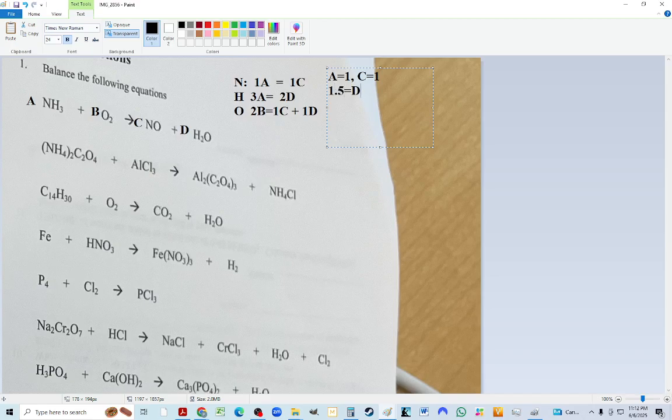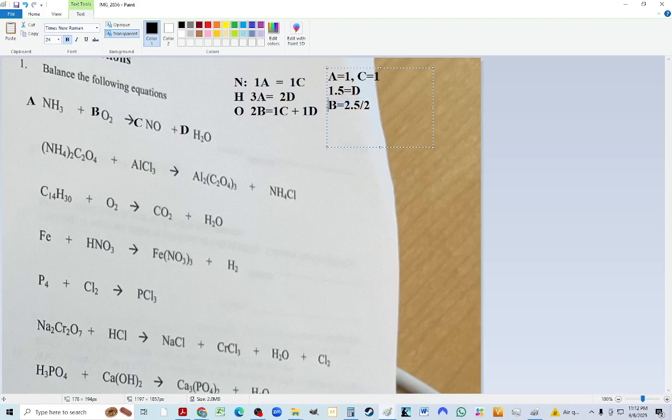Now I'm going to move on to the last one. I see that 2B, which I don't know, is equal to 1C. Well, C is 1, and 1D is 1.5. So 2B is equal to 2.5. So I see B is equal to 2.5 divided by 2. Okay, so just leave it like that. Don't do anything else.